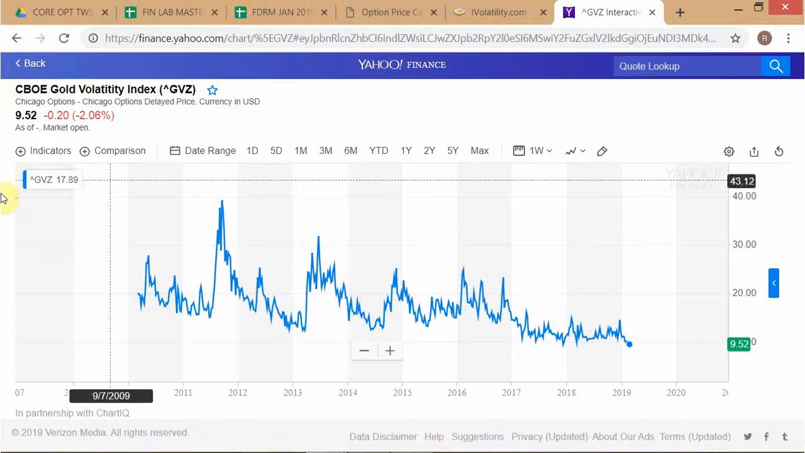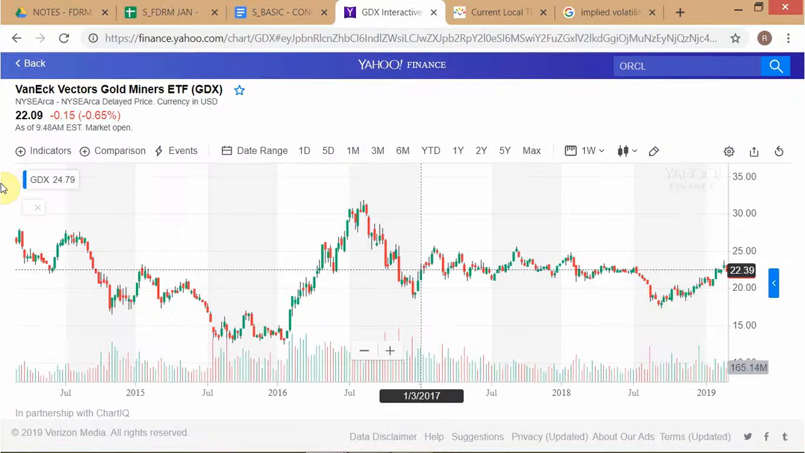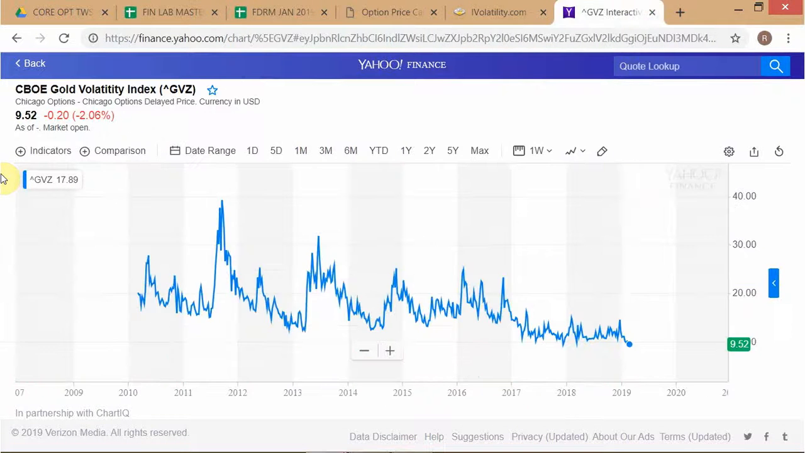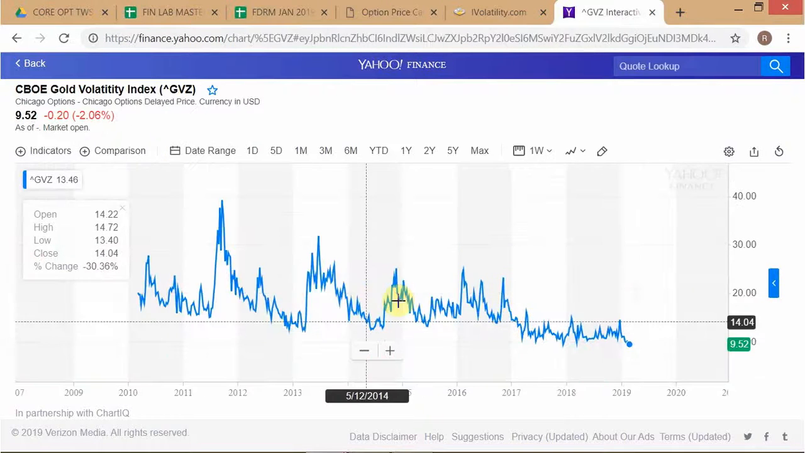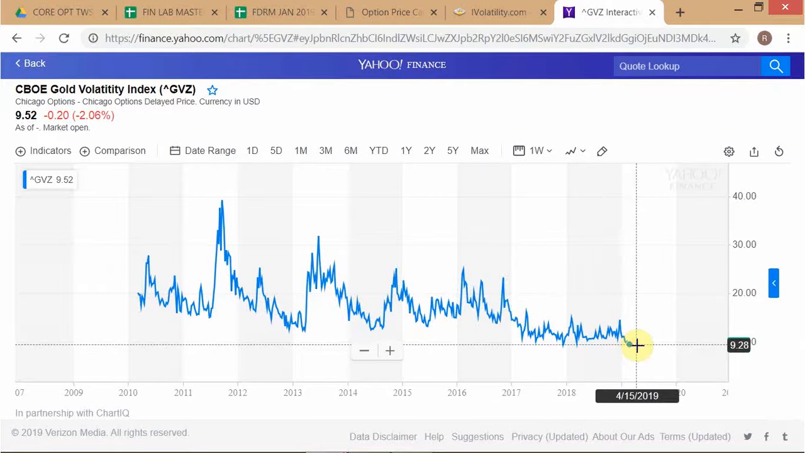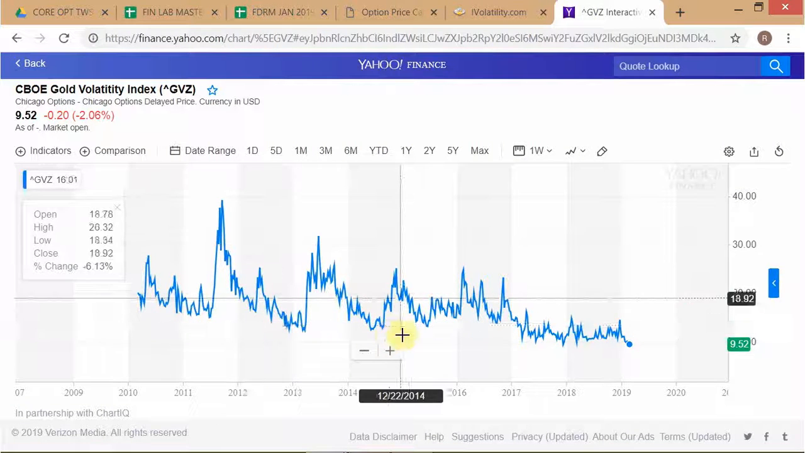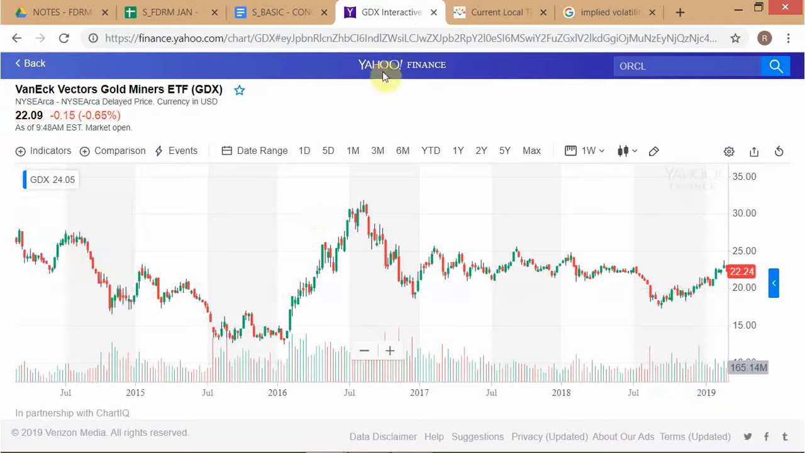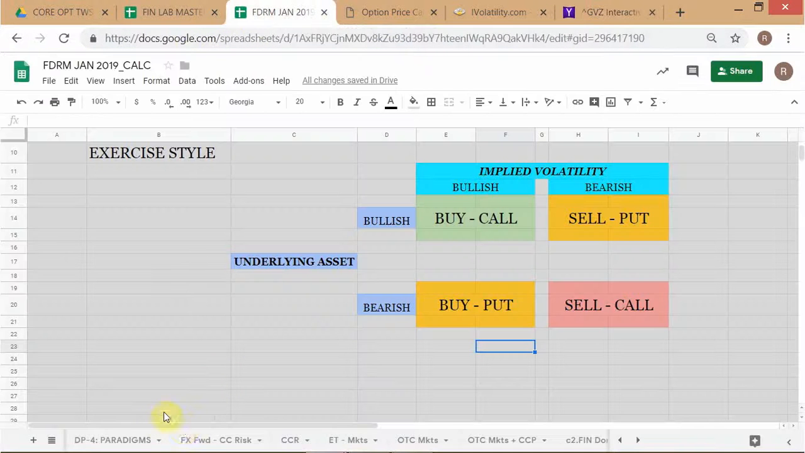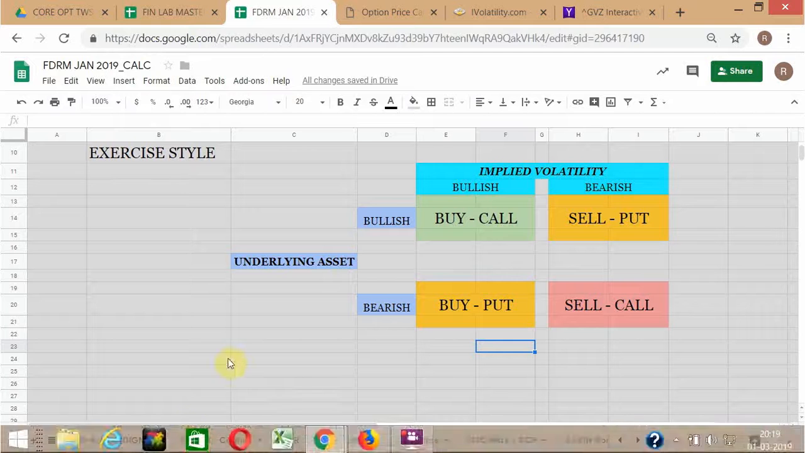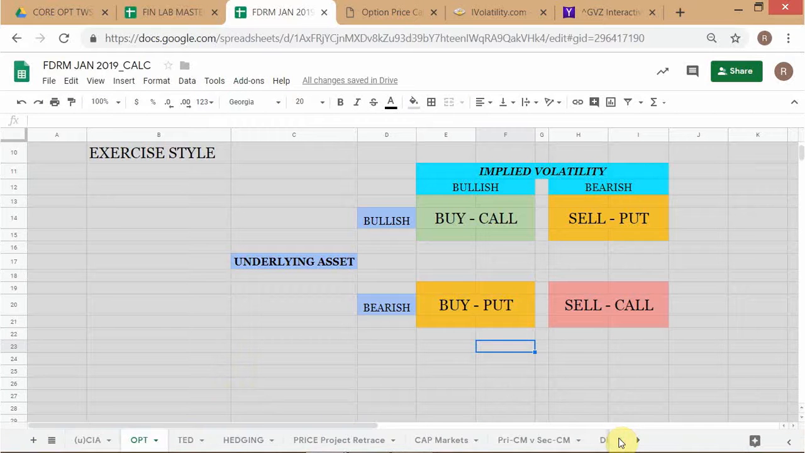Okay, so what do I do now? I've got the two views, the two important things I have to have views on. Now I go to my matrix. Remember that when IVOL goes down, that means options are becoming cheaper in general, and the reverse. And you already know the views on the other line. Let's go to your calc file. In the option sheet, I think this is in the option sheet. Yeah, it's in the option sheet.